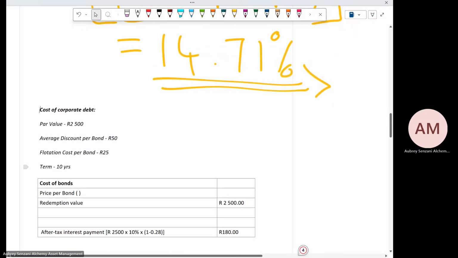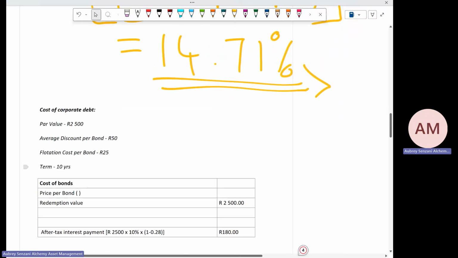That said, let's now move on to the next source of financing, which is our corporate debt. With our bonds, the information that we have: we know the par value or face value, as we used to call it, 2,500. Average discount per bond, 50 rand. Flotation cost per bond, 25 rand. We now also know that the term is 10 years, so this is only maturing in 10 years. So now, how do we calculate the cost of this bond?